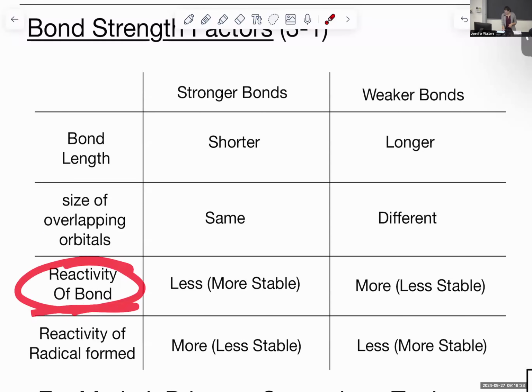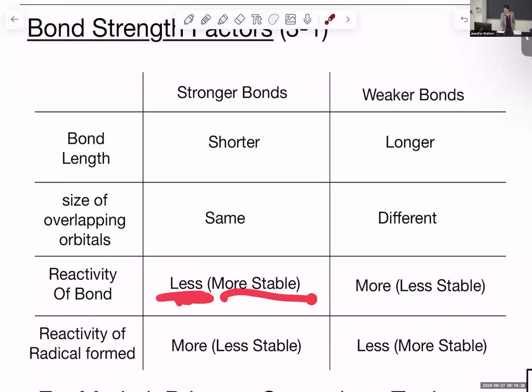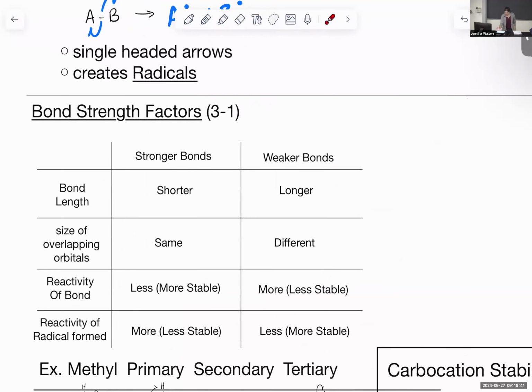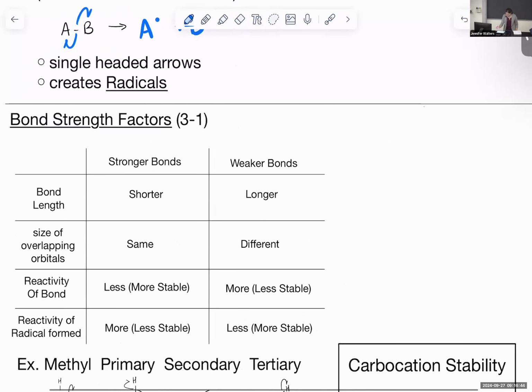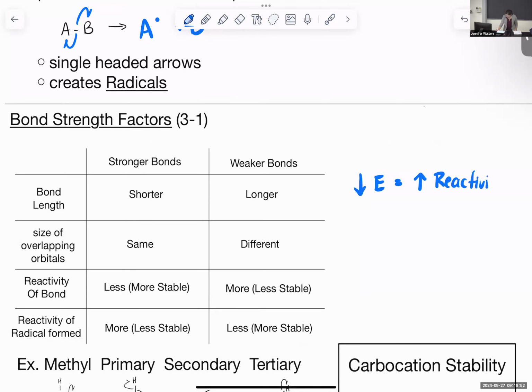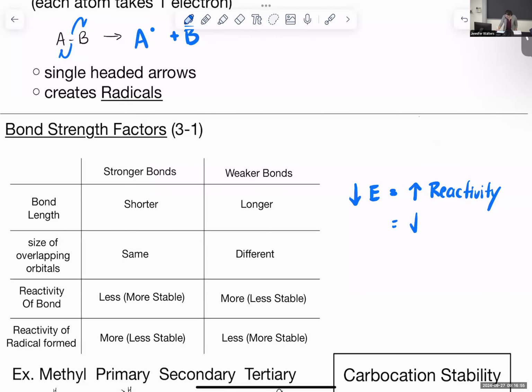So when we look at reactive bonds, in general, these stronger bonds are less reactive, meaning that they are more stable. And this is a general trend that we're going to see over and over and over, where as you are decreasing your energy, that means that you are increasing your reactivity, which is decreasing your stability. So you lower the energy, that is, or wait, hang on. I flipped those, sorry. As we lower our energy, we are increasing our stability, we are decreasing our reactivity.